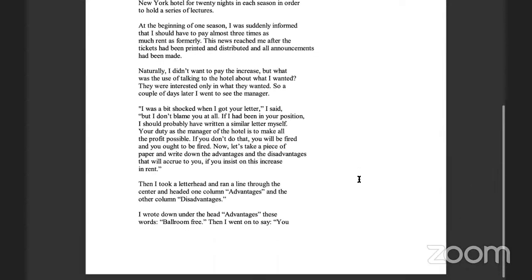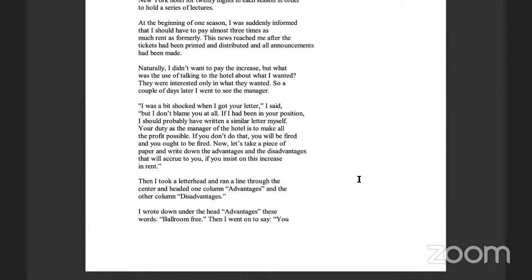I was a bit shocked when I got your letter, I said, but I don't blame you at all. If I had been in your position, I should probably have written a similar letter myself. Your duty as the manager of the hotel is to make all the profit possible. If you don't do that, you will be fired, and you ought to be fired. Now, let's take a piece of paper and write down the advantage and disadvantage that will occur to you if you insist on this increase in rent.